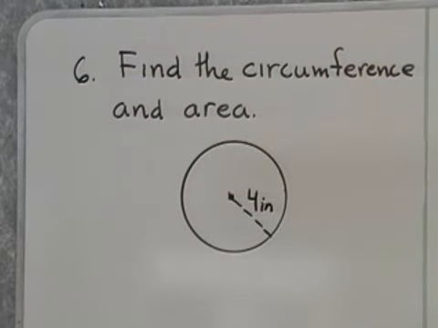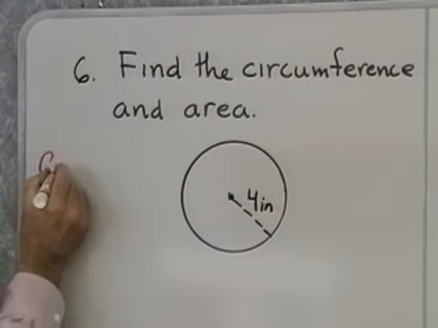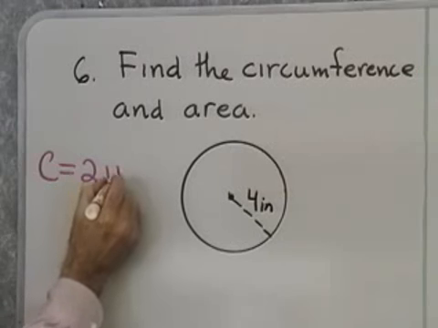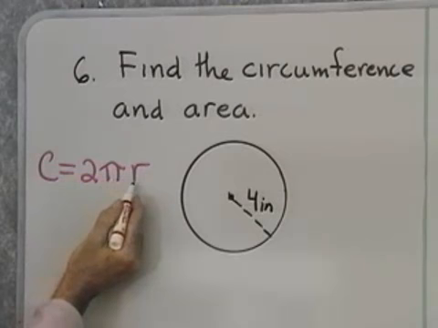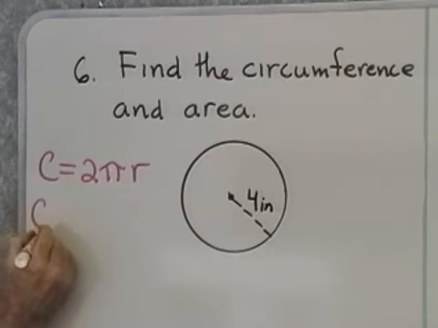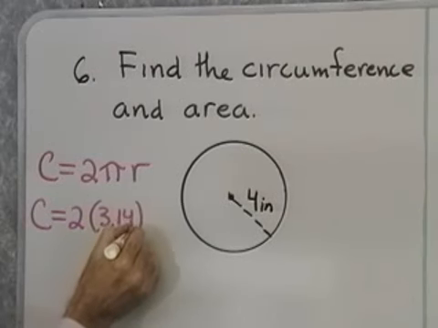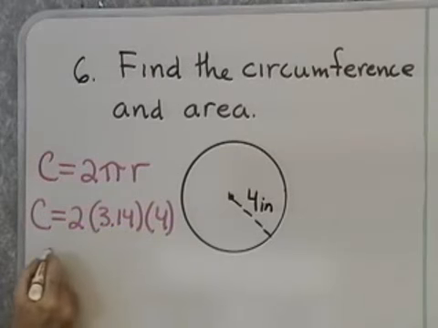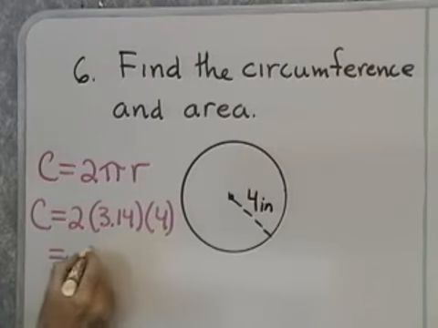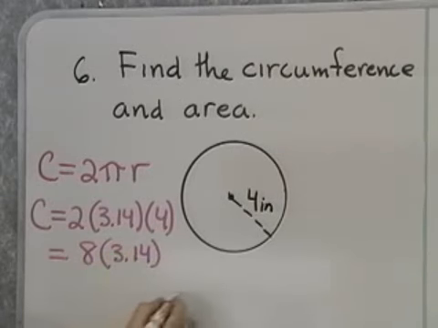Let's find the circumference and the area of this circle, and it has a radius of 4 inches. So the circumference of this circle is going to be c equals 2 pi r from our formula. Now pi is 3.14 and r is equal to 4, so I have c is equal to 2 times 3.14 times 4. Now you know that multiplication is commutative, so I can multiply 2 times 4 and get 8 times 3.14. So I'll do that multiplication here.